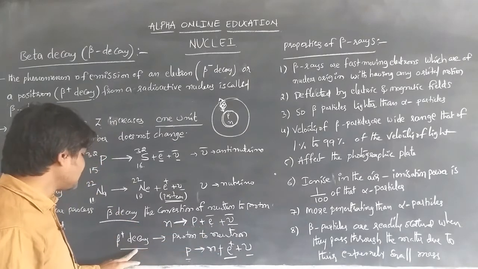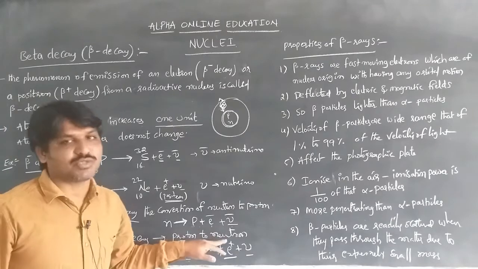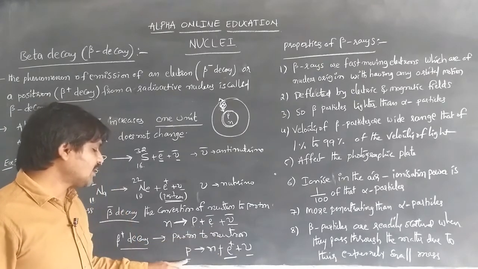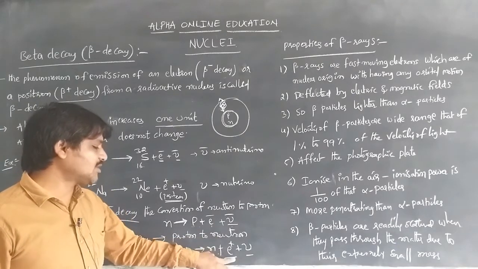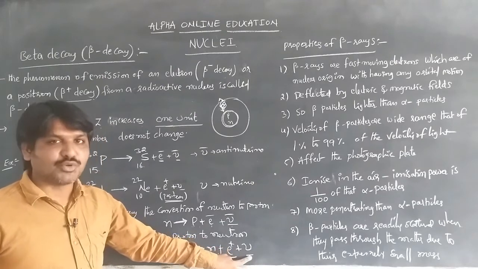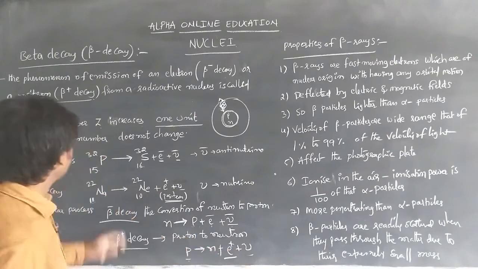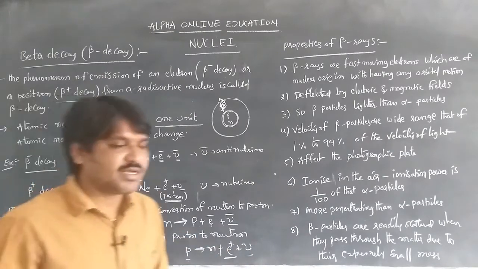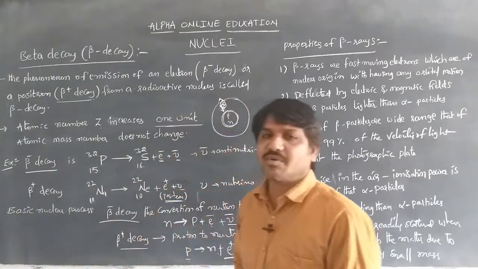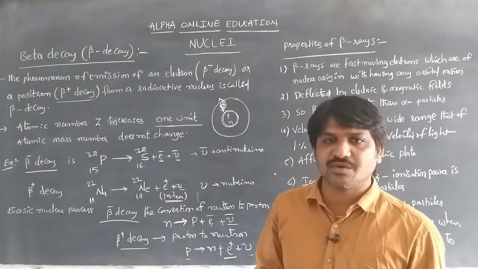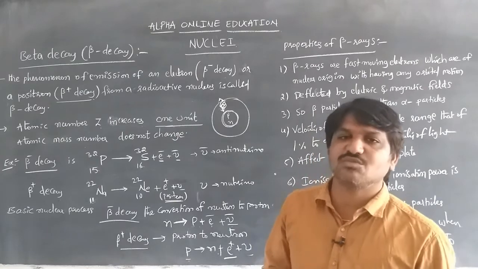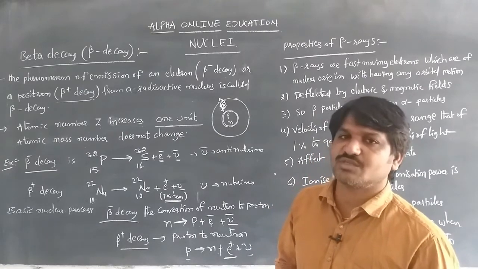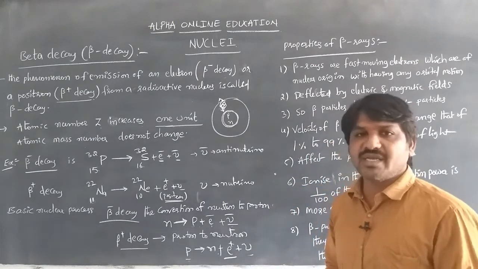In beta plus decay, the proton is converted to a neutron, a positron, and a neutrino is formed. This is beta decay. Whenever a nucleus disintegrates and beta particles are emitted from the nucleus, that fast moving electron is called a beta ray.